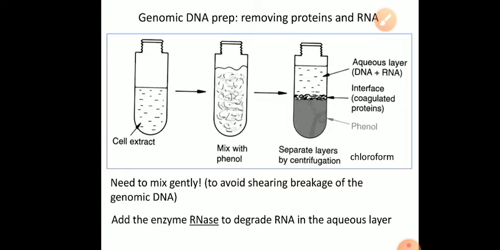You will get two separate layers. The upper layer is the aqueous layer, which contains DNA and RNA. The lower layer is the organic layer, which contains a mixture of phenol and chloroform. And at the interface of these two liquids, the aqueous layer and the organic layer, you get coagulated protein.